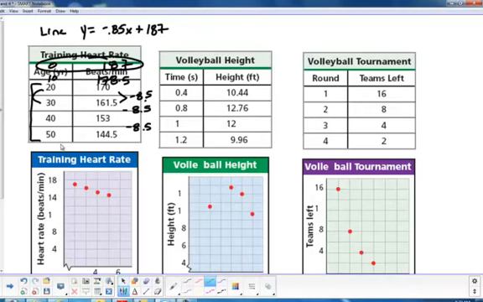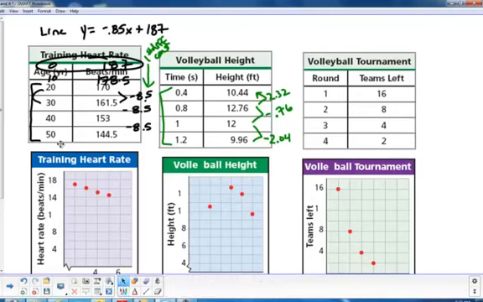Our next one looks like it goes up and then back down, so this is probably quadratic. In quadratics, the second difference is constant. In lines, the first difference is constant. So are we going up by even increments? We are, so we can go ahead and analyze this. 9.96 minus 12 is negative 2.04. 12 minus 12.76 is negative 0.76. And 12.76 minus 10.44 is 2.32.